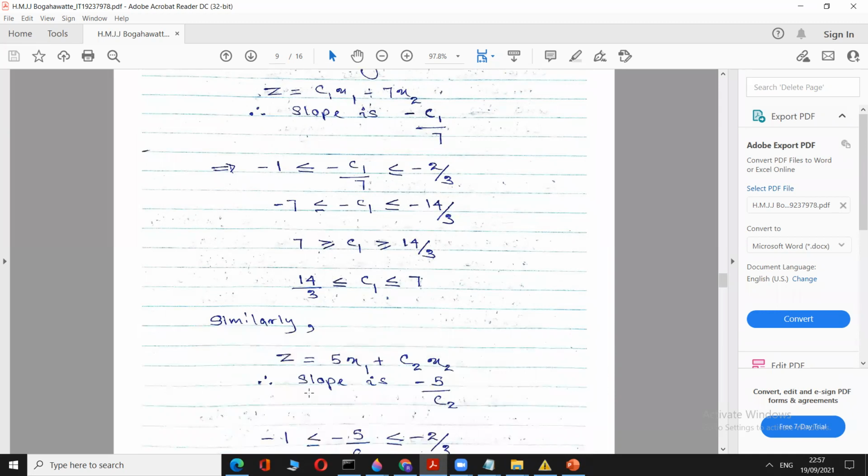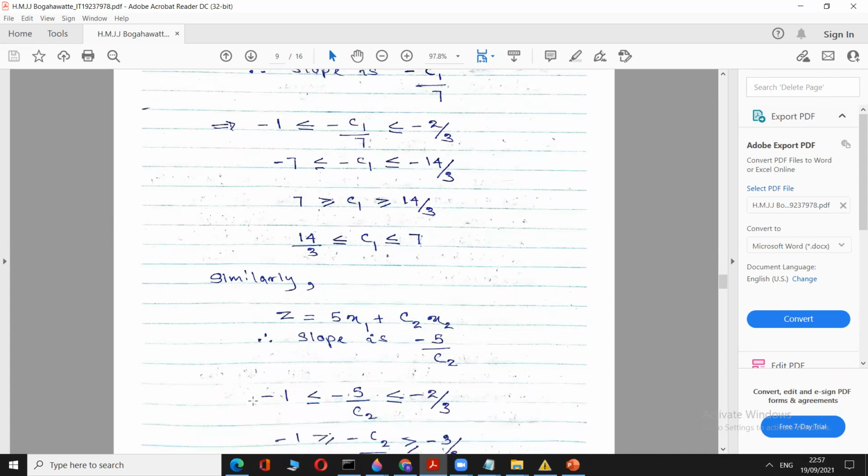Similarly, you can find the other constant, that is c2. What you want to do is keep this 5 as the constant, and keep this c2 as the coefficient of x2. In the same manner, the slope is always the negative value of the independent coefficient. So this will be minus 5 divided by c2. After that you have to fit those things into the given range.